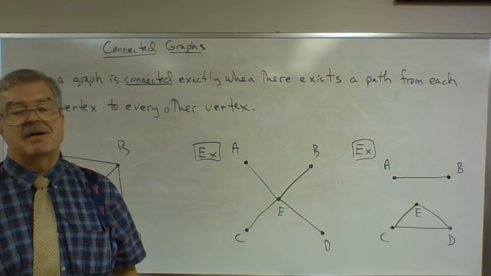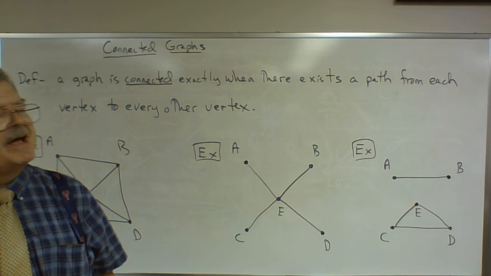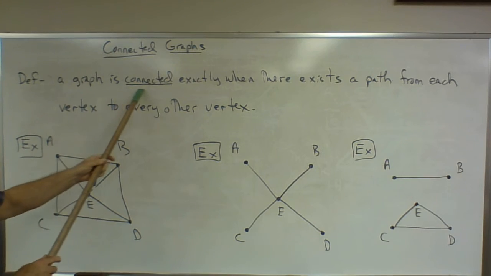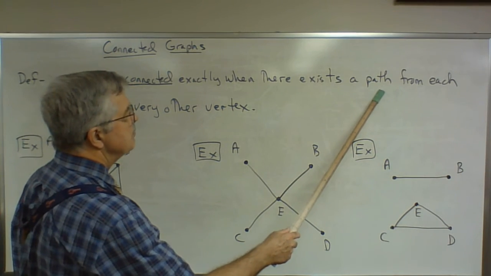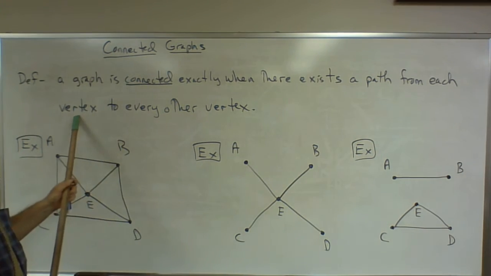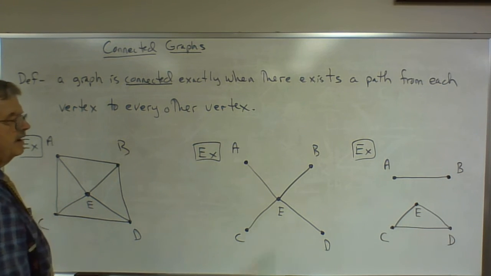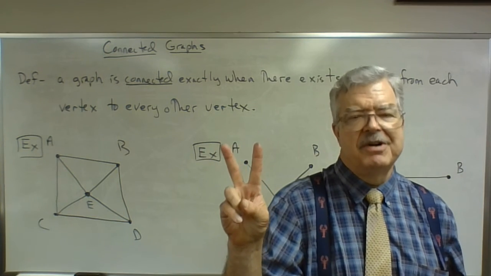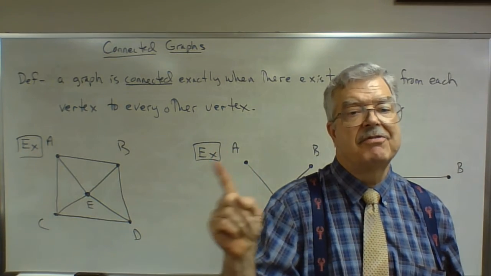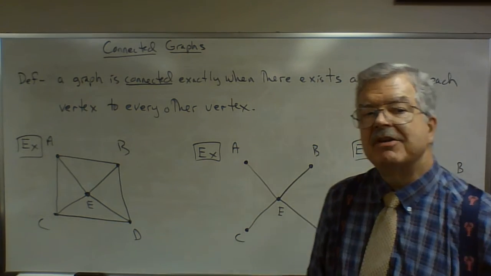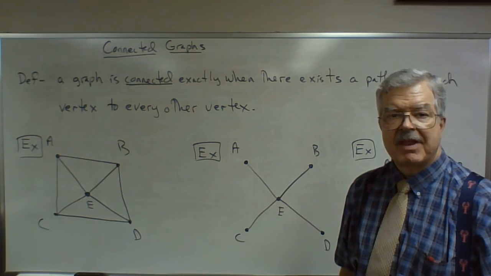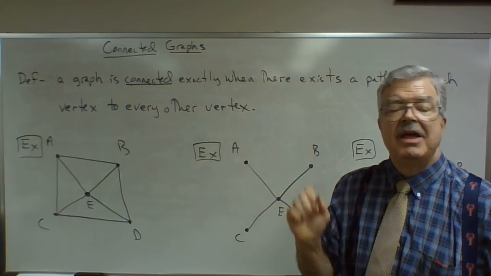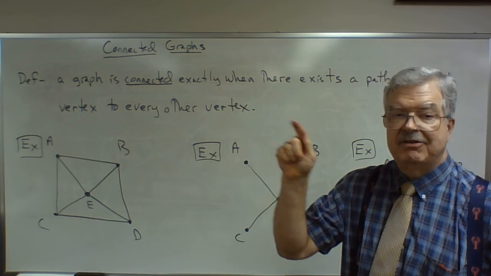Okay, now we have to talk about connectedness. That's an important topic in graph theory. A graph is connected exactly when there exists a path from each vertex to every other vertex. In other words, pick any two distinct vertices. Is there a path from one to the other? If there is, the graph is connected. If the graph is connected, we can pick any two distinct vertices, and there will be a path from that vertex to the other vertex.